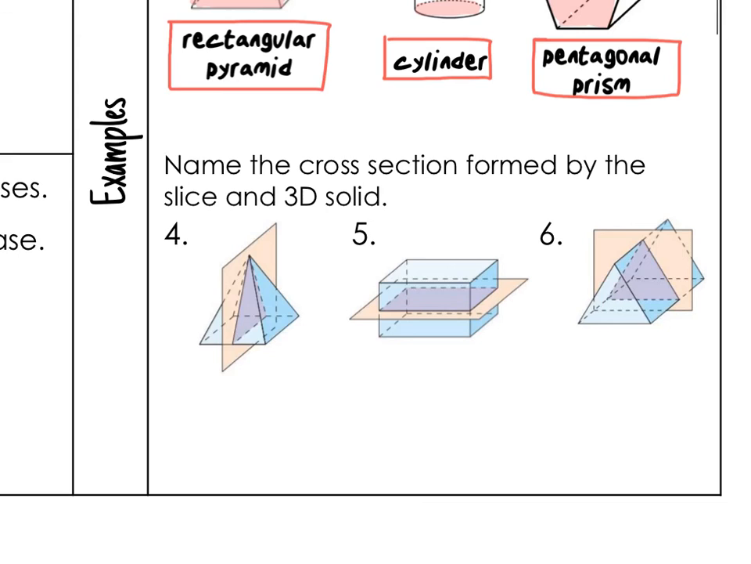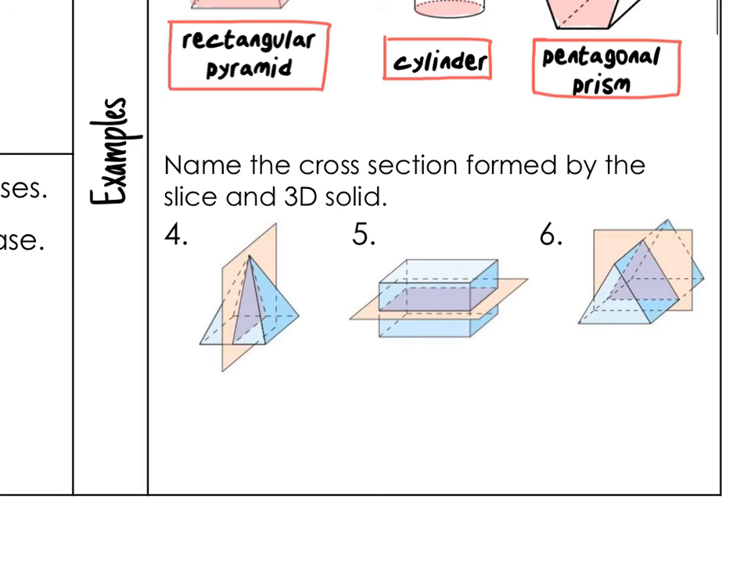Now for the next ones, 4, 5, and 6, you're going to name the cross-section formed by the slice and the 3D solid. So the slice is this plane here. This plane slices this pyramid straight down, and this plane here slices this prism across. It's a horizontal slice. This is a vertical slice, and then this is also a vertical slice. And this shape that it's slicing is a triangular prism. So go ahead and write what the three cross-sections are, one for each. Pause the video and then press play when you're ready to see the answer. Please pause now.